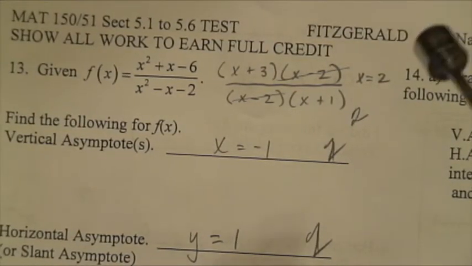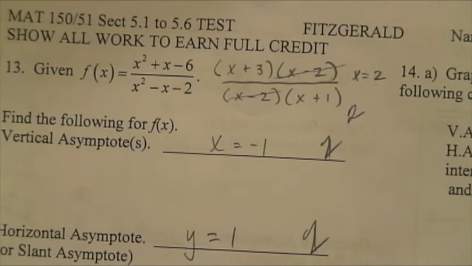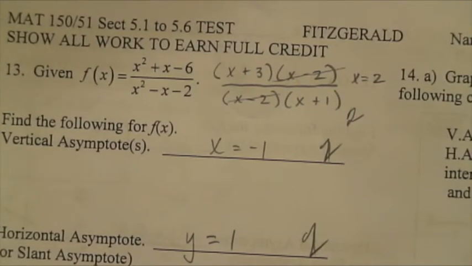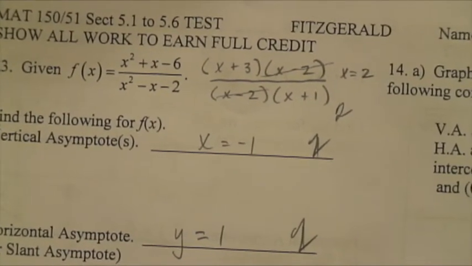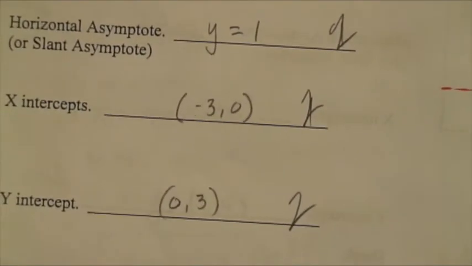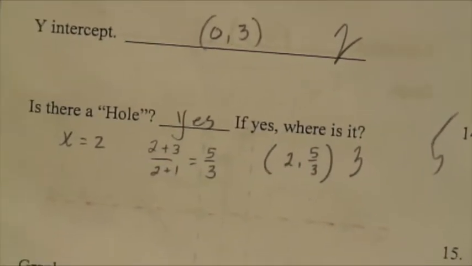Solving for the y-intercept, looking at the 3 over the 1, that's the only thing that's left, or the -6 over the -2 will also tell you that that's a 3. So there's my -3, 0, there's my 0, 3.